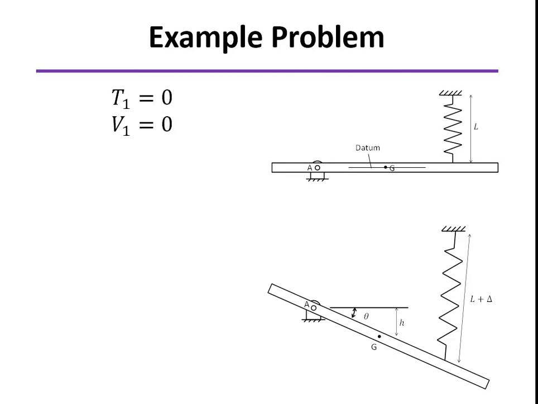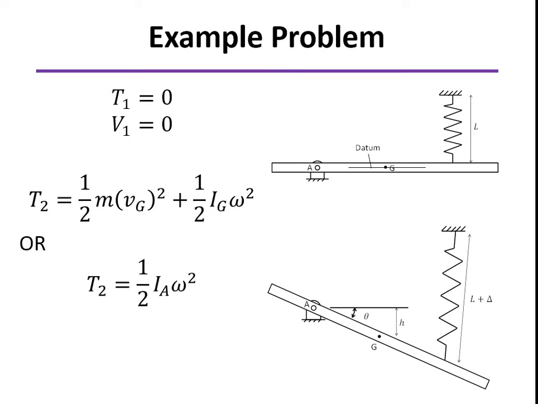Now after we rotate through this angle theta, we're going to have kinetic energy due to 1/2 m v squared for the translation part of the center of mass, plus 1/2 Ig omega squared. But we can also use that form we discussed earlier. Since A is the fixed point that we're rotating about, 1/2 I omega squared is the total kinetic energy, as long as we're finding the mass moment of inertia through an axis through point A.